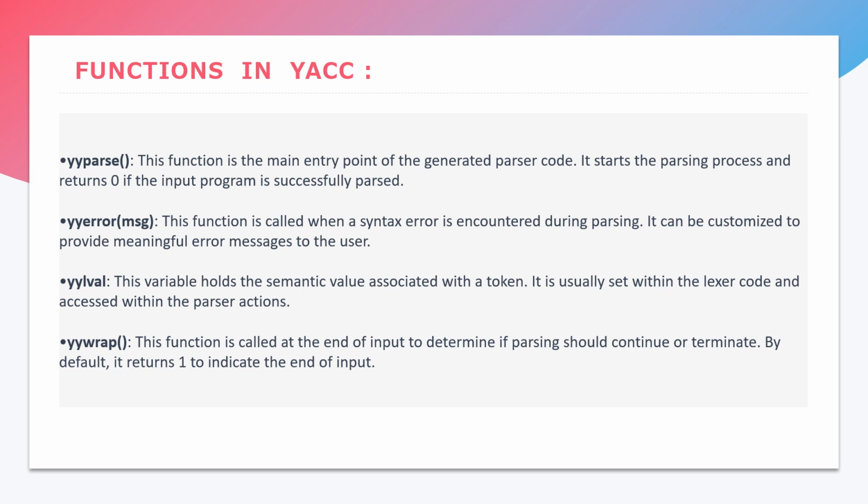yywrap. This function is called at the end of the input to determine if parsing should continue or terminate. By default, it returns 1 to indicate the end of input.